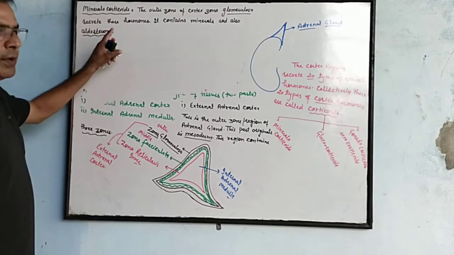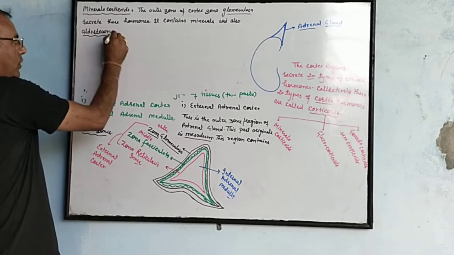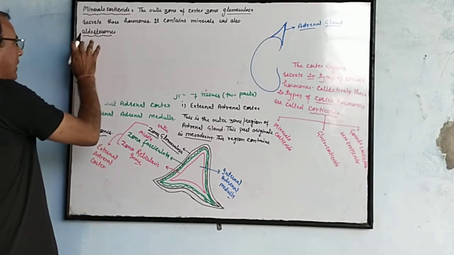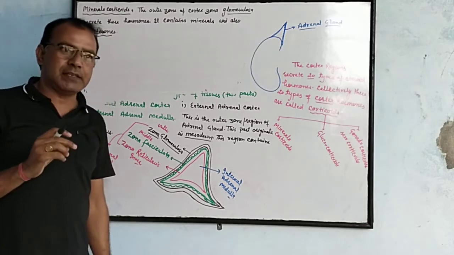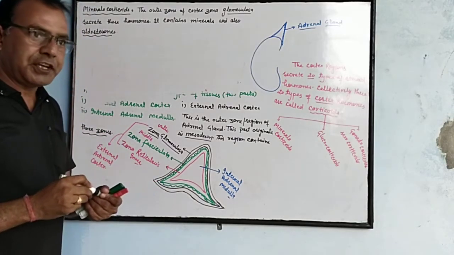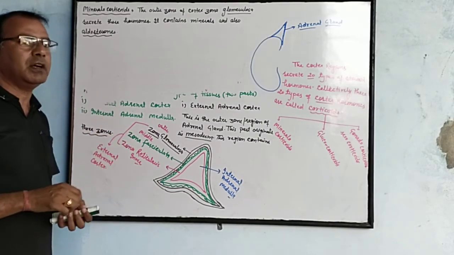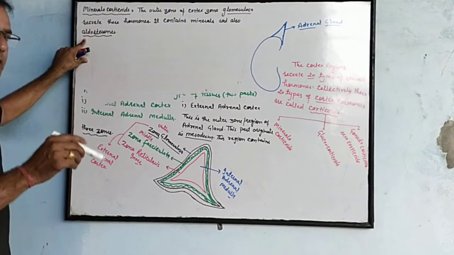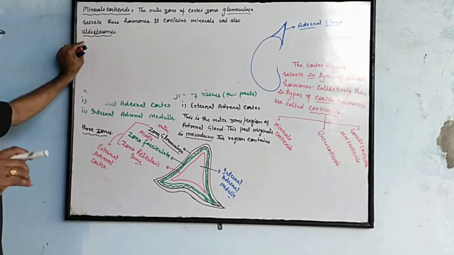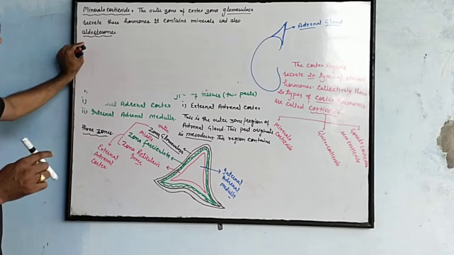Collectively, the mineralocorticoid hormones are also known as aldosterones. What is the role of aldosterones? We know that if there is a decrease of sodium ions and an excess of potassium ions, at that time aldosterone comes and stimulates the renal tubules, so that reabsorption can take place in the kidney.